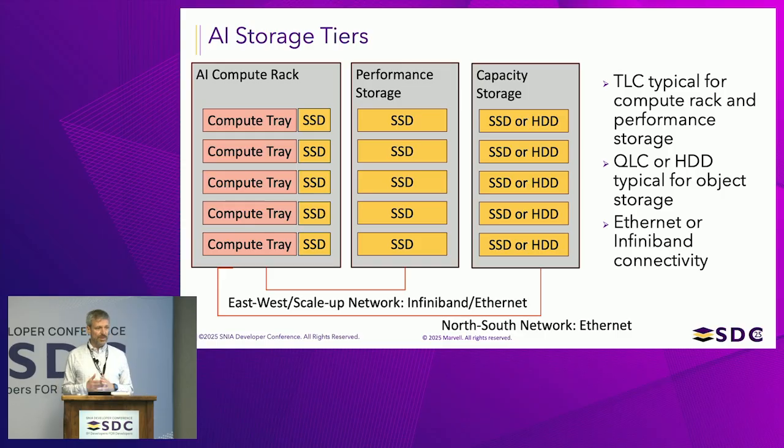And then further removed from that, you have a capacity storage tier. And so the emphasis here is capacity, not performance. So what is being employed here are typically HDDs, hard disk drives, of course, but then also increasingly QLC SSDs. And again, this capacity storage tier is connected to the AI compute rack via a fabric, via Ethernet. But it could be a more traditional Ethernet scheme there because it's not as performance sensitive.